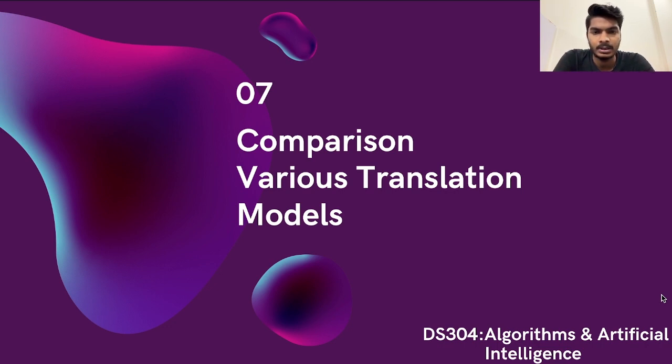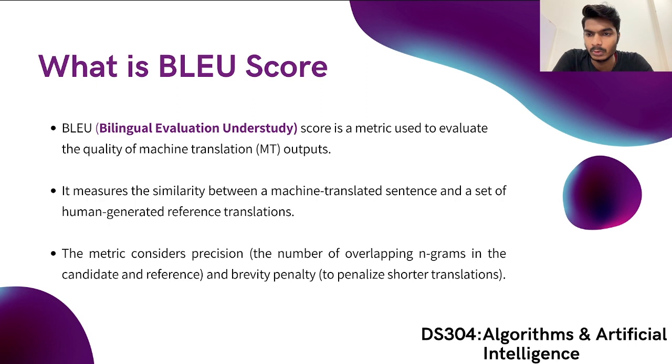So I am here to explain the comparison between the previously explained models. We will compare them with the help of the BLEU score. So we will understand what the BLEU score is. BLEU stands for Bilingual Evaluation Understudy. It is a metric used to evaluate the quality of machine translation output.